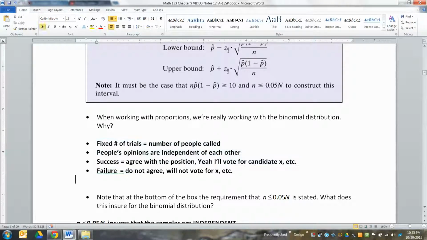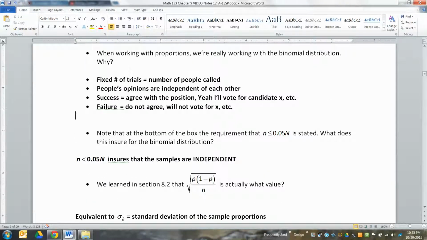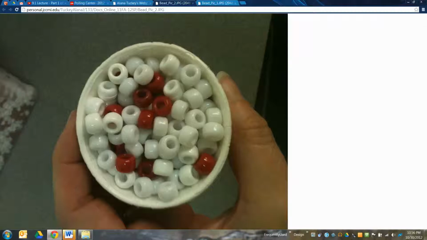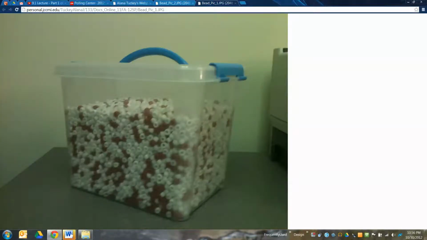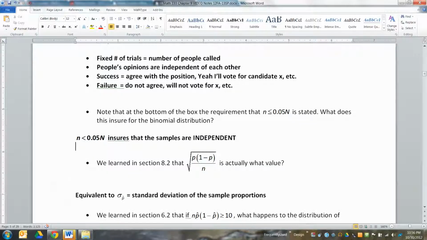That is binomial. Now, at the bottom of the box, we said that little n had to be less than 0.05 capital N. Now, we've seen that before. What does that do? The answer is it ensures independence. Remember, you don't want your scoop to be so large that it too greatly affects what's left in the box. That's why we take pretty small scoops. And what we said in section 8.2 was that it had to be less than roughly 5% of the capital N, which we just kind of waved our hands at for the bead box, but the box was quite large, and so our little scoop really wasn't affecting it very much. Right, but your scoop has to be less than 5%.